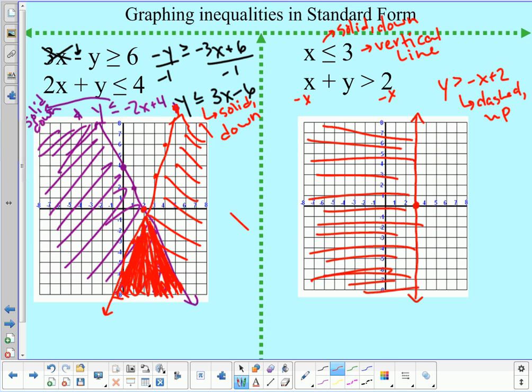Okay. The other line, I'll throw that one up there in green. I start at positive 2 for a y-intercept, and then I have a slope of negative 1. So down 1, right 1, down 1, right 1, and so on. And this is a dashed line.